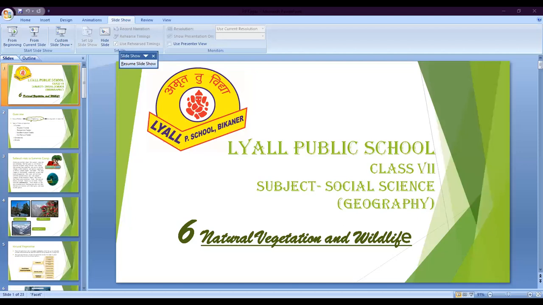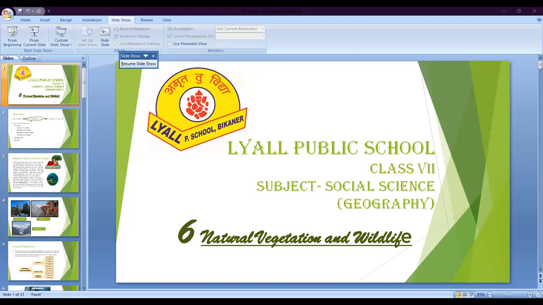The trees there experience seasonal changes and shed their leaves in the dry season to save water. See, these trees experience seasonal changes and shed their leaves. In which season? In the dry season, so that as much water as possible can be saved.